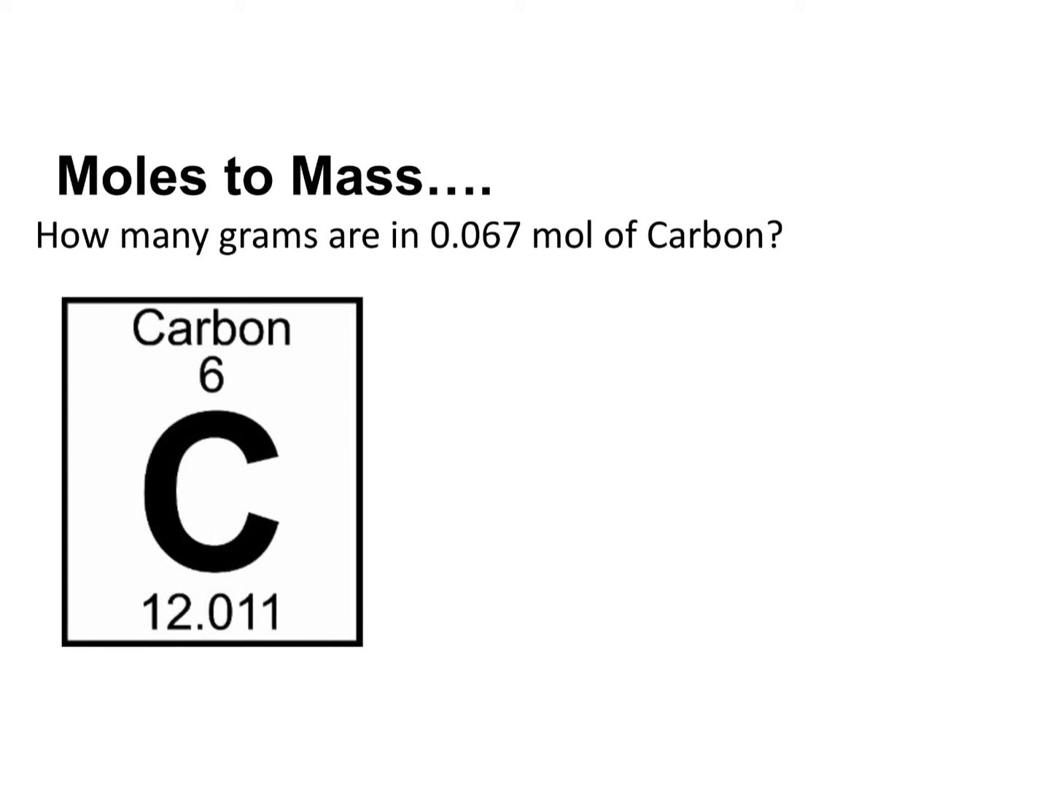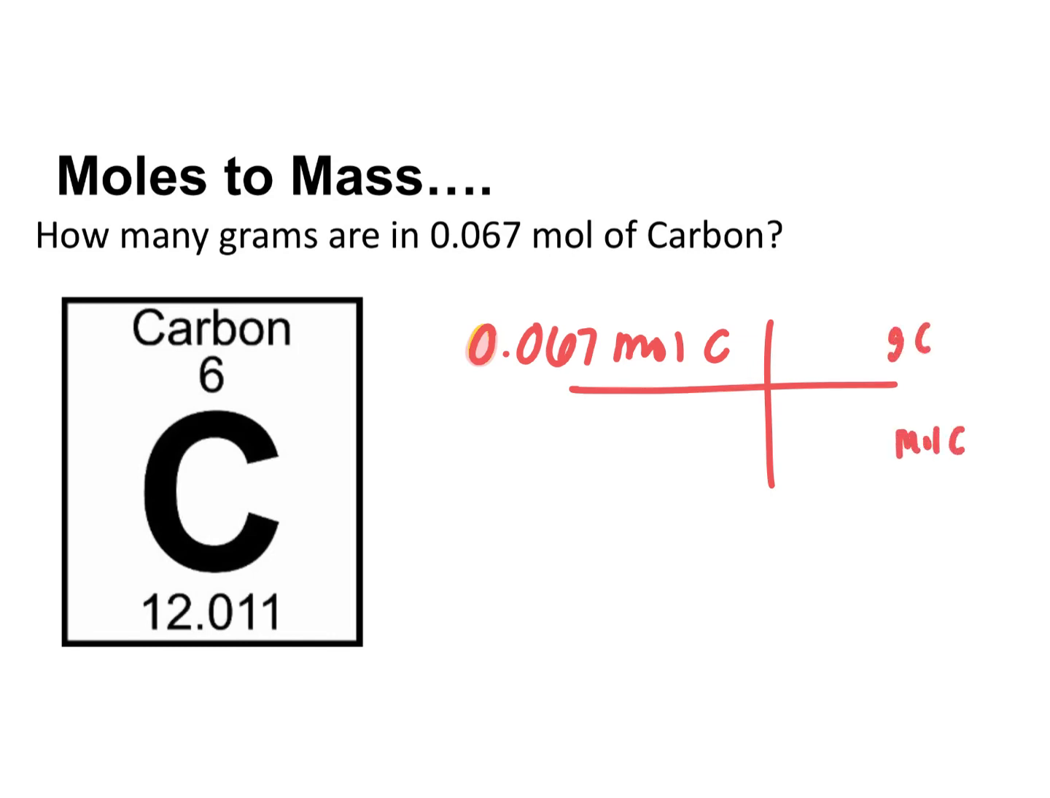So using this idea, let's say I'm going moles to mass. We practiced this before, but let's see what it looks like when we don't have as easy numbers. If I want to know how many grams are in 0.067 moles of carbon, I'm still going to look at my periodic table to help. I'm going to set my train track up like I did before: 0.067 moles of carbon. I want to cross cancel my carbon, so I'm going to put moles of carbon on the bottom, grams of carbon on the top, and I still use that same conversion I did before.